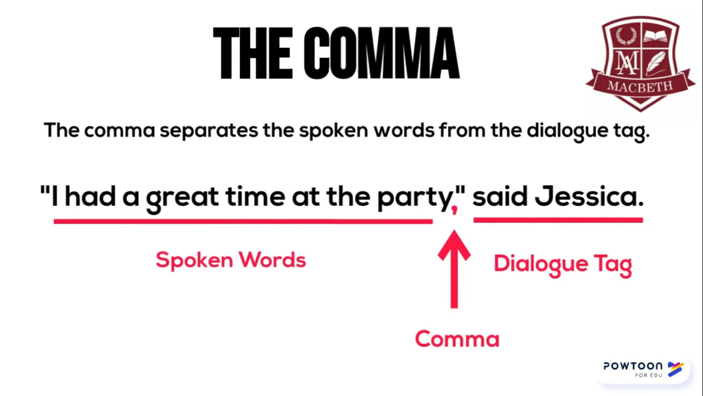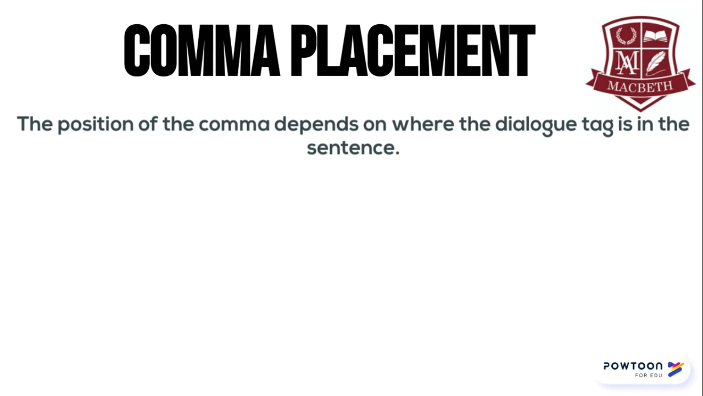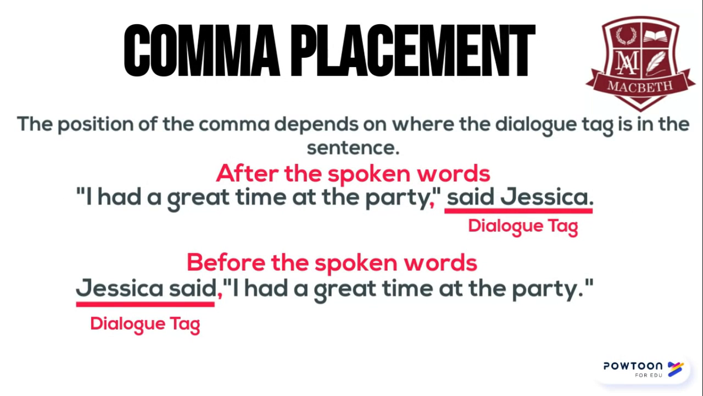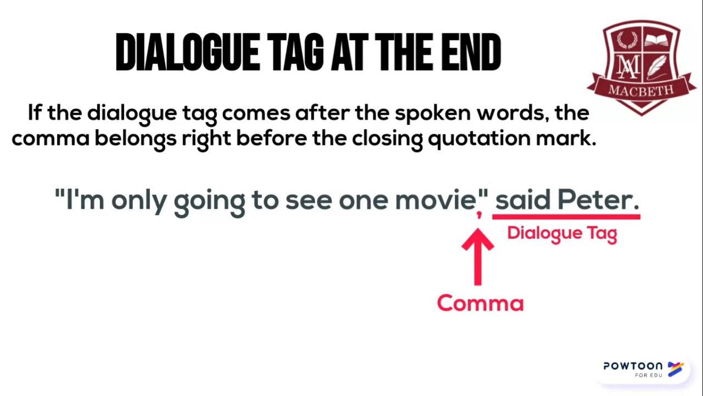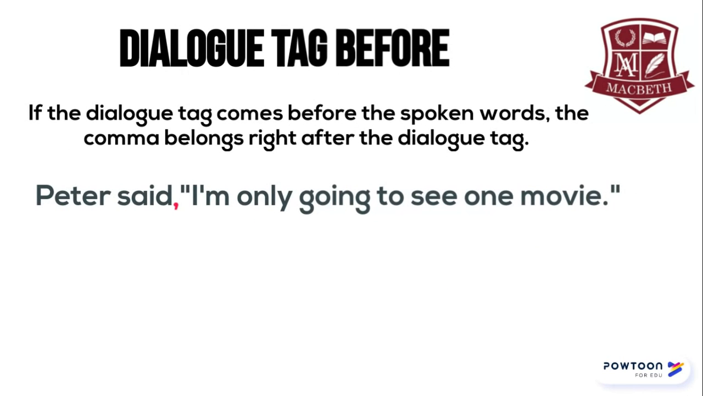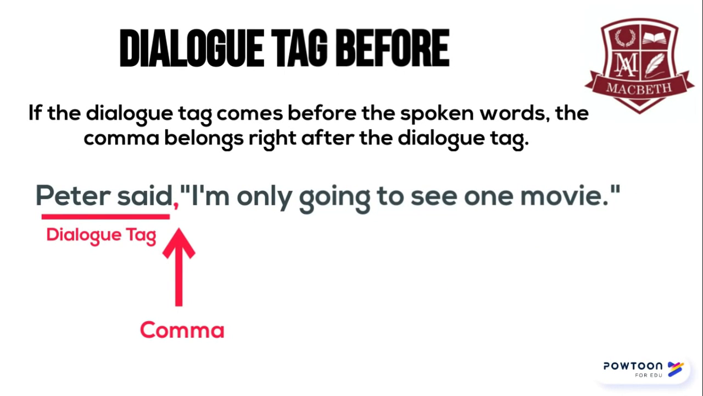In the sentence below, "I had a great time at the party," said Jessica. The comma separates the spoken words from the dialogue tag. The position of the comma depends on where the dialogue tag is in the sentence. Think of the comma as a separator. If the dialogue tag comes after the spoken words, the comma belongs right before the closing quotation mark. If the dialogue tag comes before the spoken words, the comma belongs after the dialogue tag to separate the spoken words from the dialogue tag.